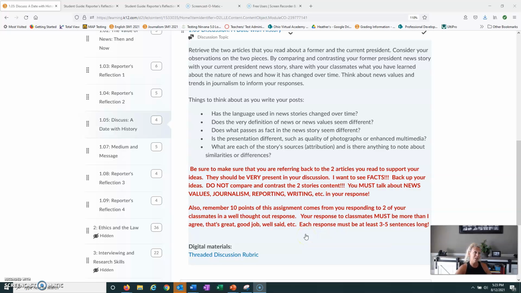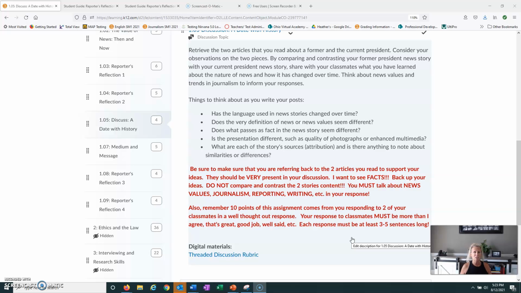So basically 5 points for each response is what's going to happen. If you only respond to 1 classmate, you're only going to earn 5 points. If you respond to both, you'll earn 10. You cannot respond and say, I agree, that's great, good job, well said. You can't respond with those things because that's not really a response. I would be giving you 5 points for basically writing nothing, right? So your response has to be at least 3 to 5 sentences long, and it needs to be something constructive.